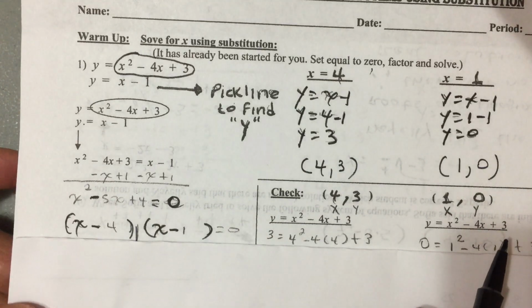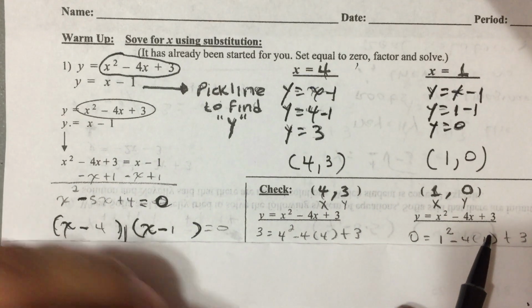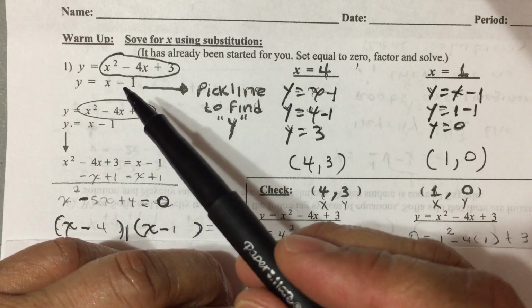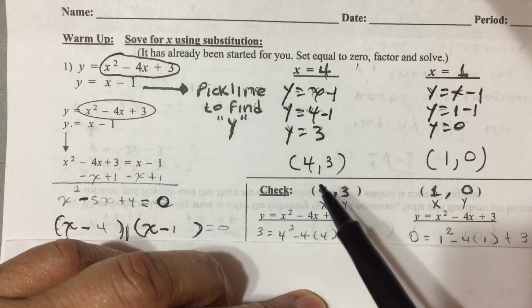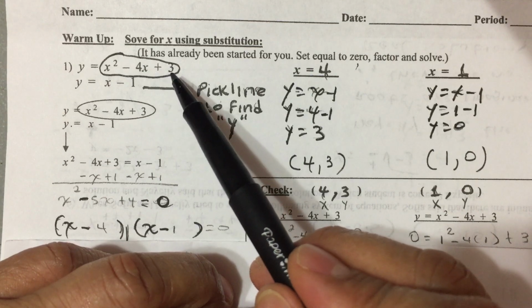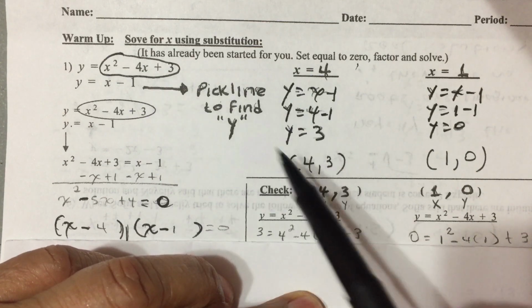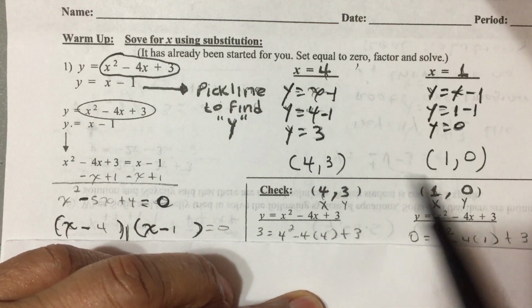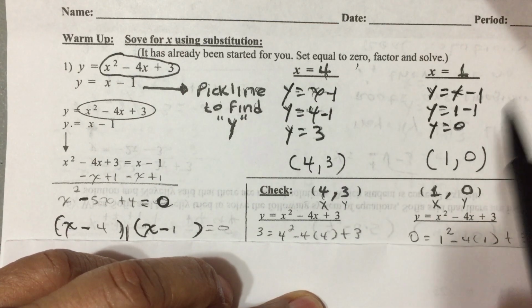That means that the graphs of those two equations intersect at those 2 points. Remember, when we do quadratic, that's going to be a parabola, and that's going to be a line. So the parabola and the line are going to cross at these 2 points.